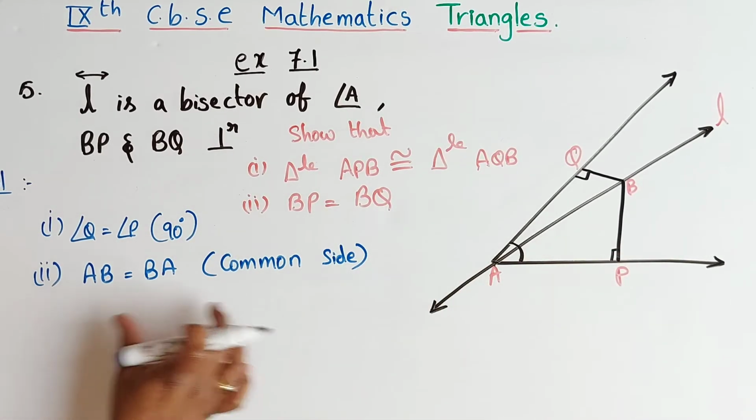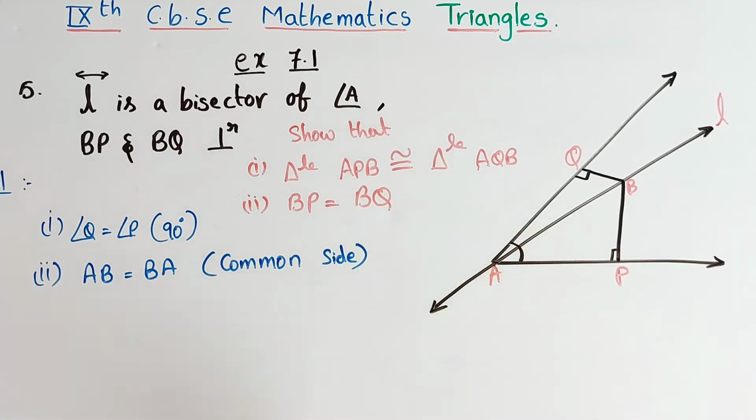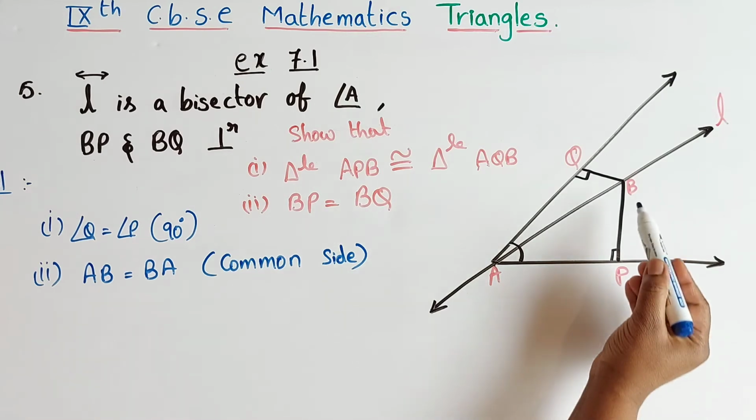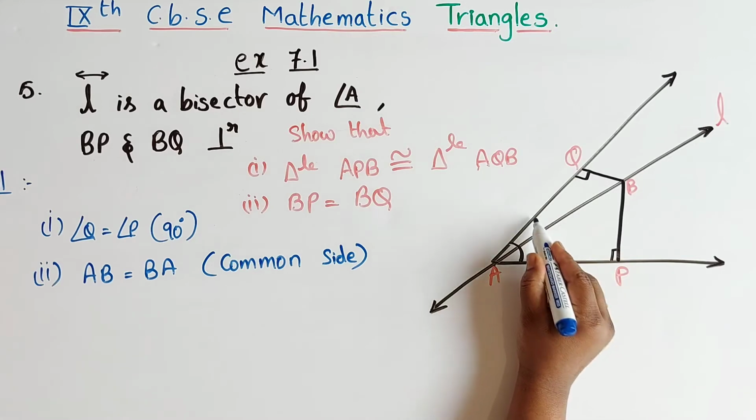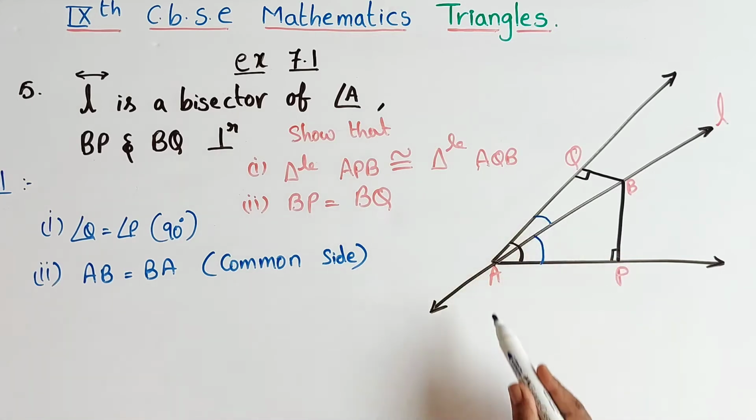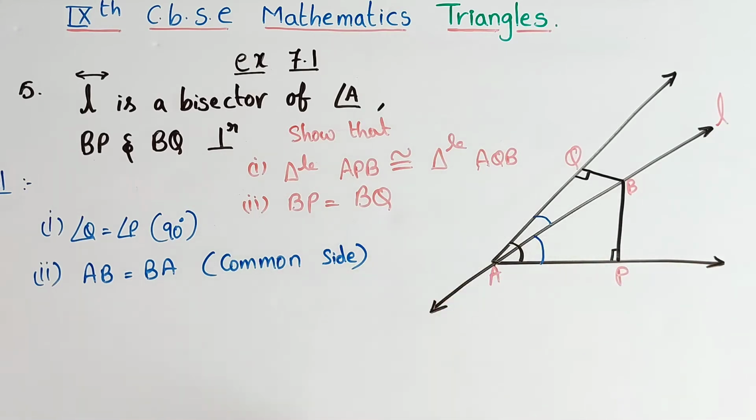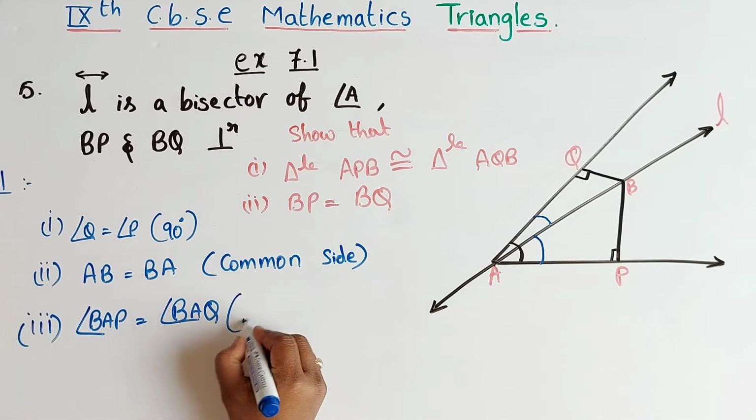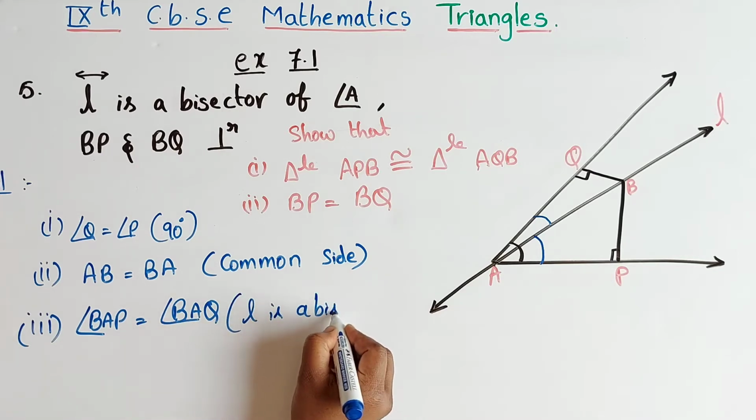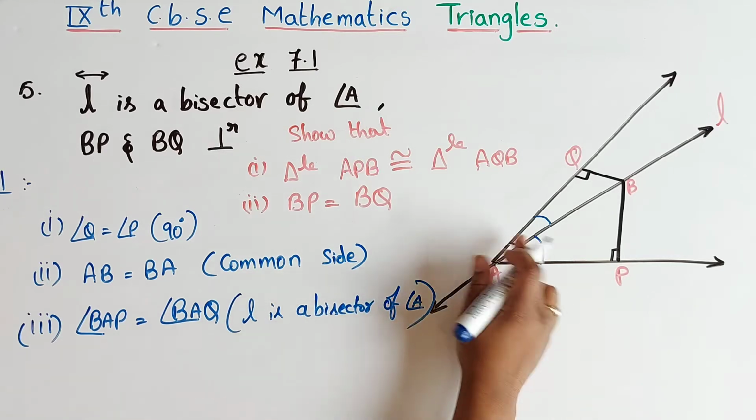You can write it either way, AB equals BA or AB equals AB, because it is a common side. And what is the next one? Angle BAP equals angle BAQ. Correct, children? Why? Because L is a bisector of angle A. So these two angles are equal. So here I am writing angle BAP equals angle BAQ. Both are equal. What is the reason? L is a bisector of angle A. So these two are equal.